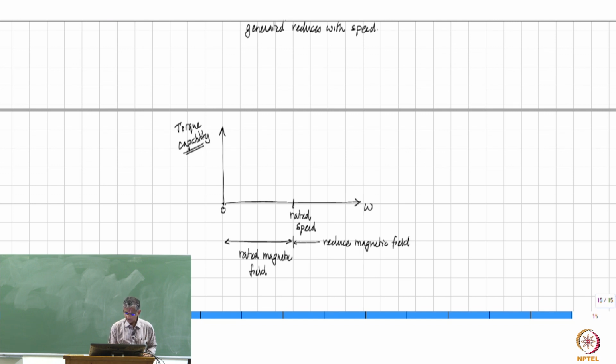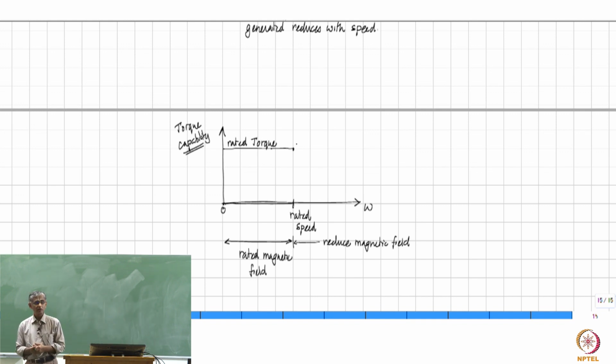Therefore, until this region, everywhere, you can supply the machine with the rated flow of armature input current, and since in the first portion you are having the rated value of magnetic field, up to this point the machine is able to generate the rated value of torque. But beyond this point, the machine will not be able to generate the rated value of torque.